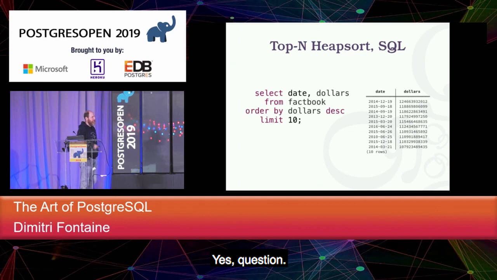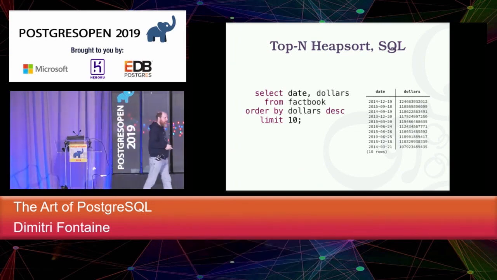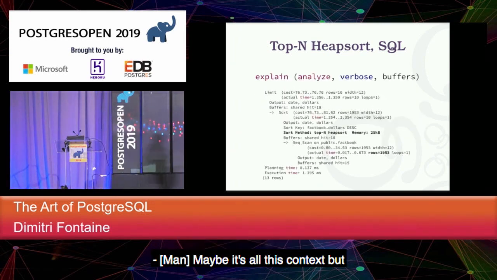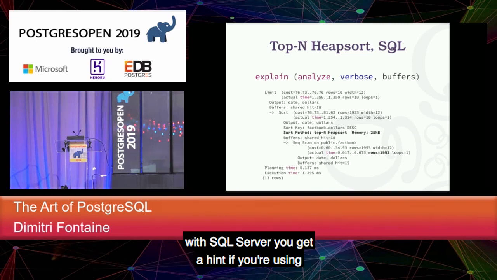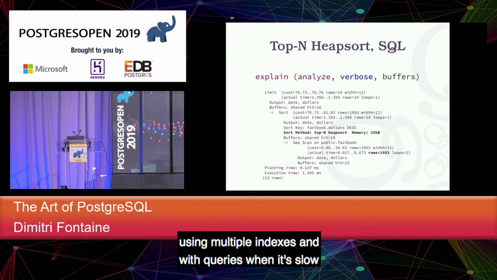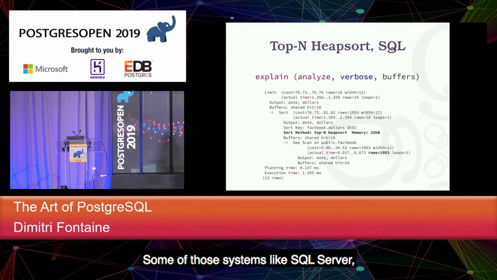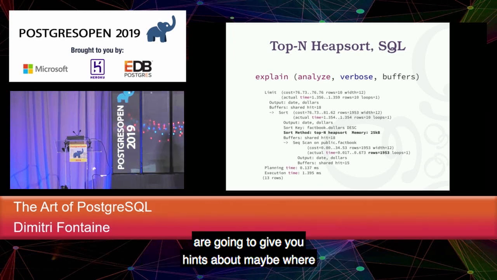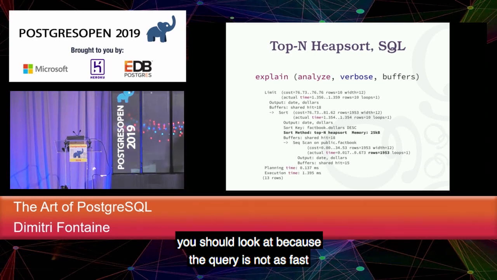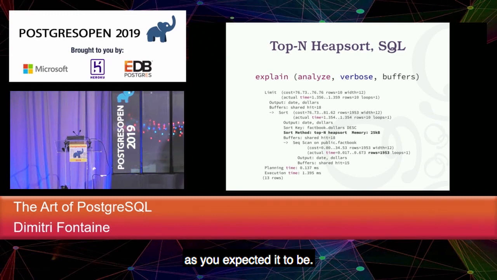Yes, question? Maybe out of this context, but in SQL Server you get a hint, like if you're using multiple indexes and the query is running slow, it will give you a hint to use this kind of index. Okay, so I'll repeat the question for the mic. Some other systems like SQL Server are going to give you hints about where you should look because the query is not as fast as you expected it to be.